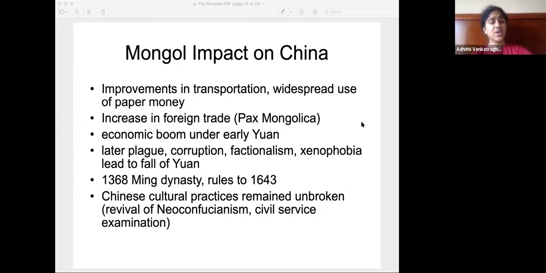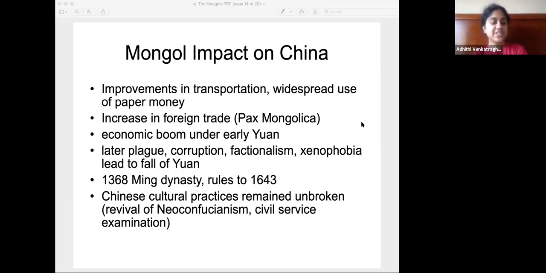Does anyone know what these words mean? Does anyone know what factionalism and xenophobia mean? If you don't, that's all right. I can explain them. Xenophobia is a sort of racism, like an opposition to the other, an opposition to foreign people, and factionalism is sort of like classism. Those all led to the fall of the Yuan Dynasty.